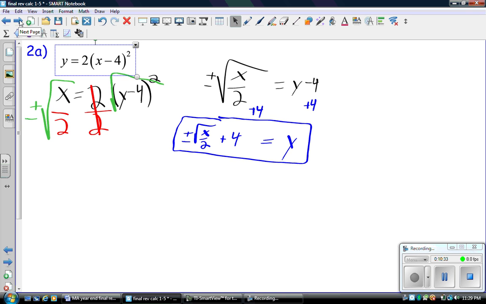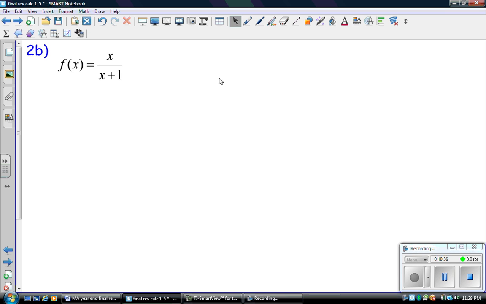Okay, 2b, if it'll let me go on. There we go. 2b is a little trickier, but same logic. I'm going to flip the x and y. Remember, f of x is really my y value. So flip the x and the y to start off with. Now, oh my gosh, it's 2 spots. That's what's going to make it a little trickier, but we'll get there. So x equals y over y plus 1.